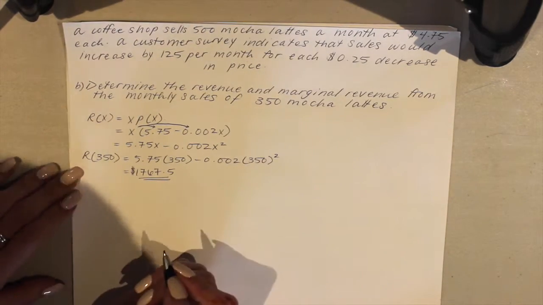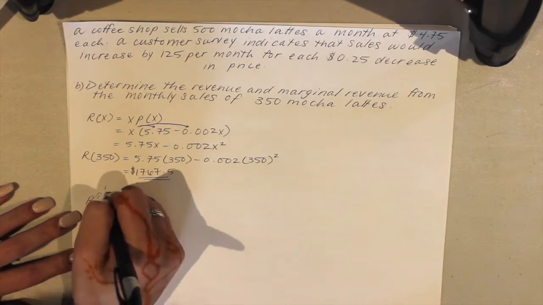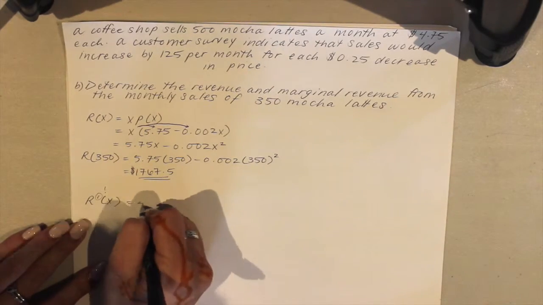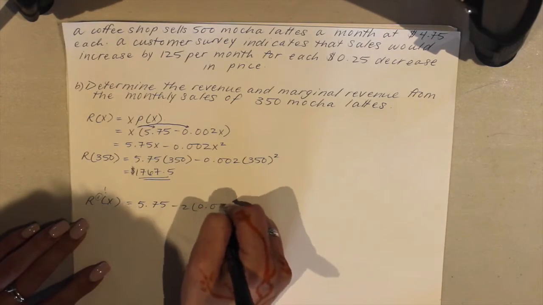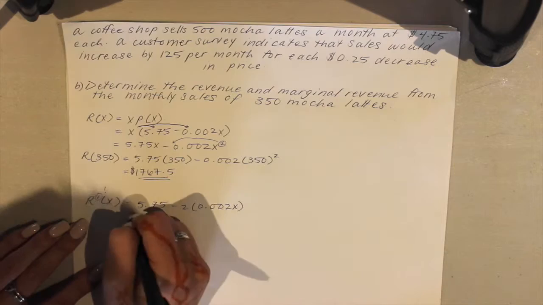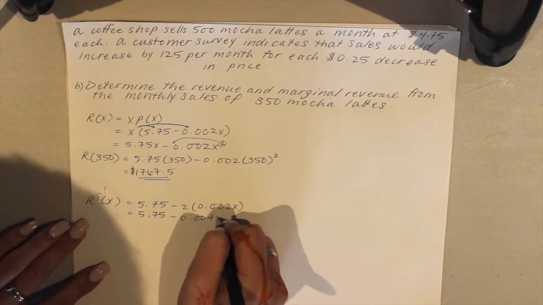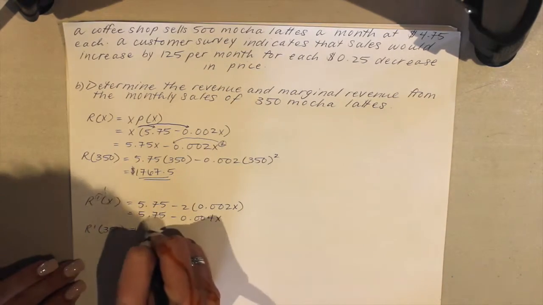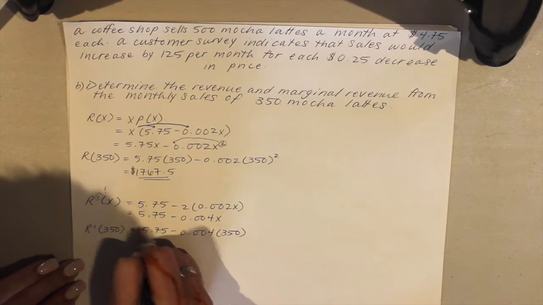After that, you have to find the derivative of your revenue, which is your marginal revenue. So you do that by bringing down that 2 and multiplying by 0.002, taking away the x from the 5.75, all that jazz, the derivative dance, and then after that you plug in 350 into that equation for a revenue that is increasing at $4.35 a week.